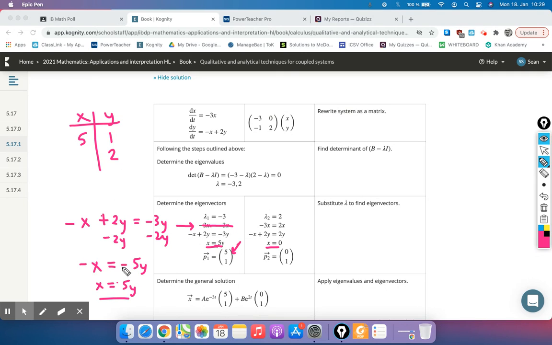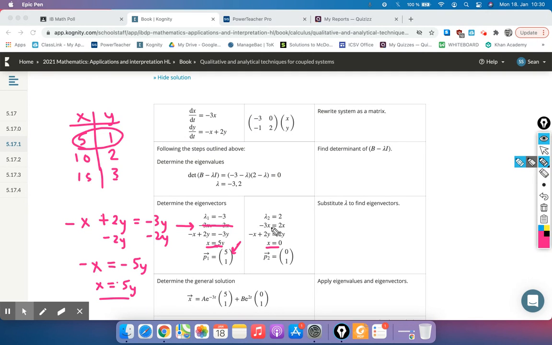What if y was 2? Then x would be 10. Or if y was 3, x would be 15. Any of these vectors would work, but we want to rewrite it in the simplest form without any fractions. So that's why they went with 5 and 1.